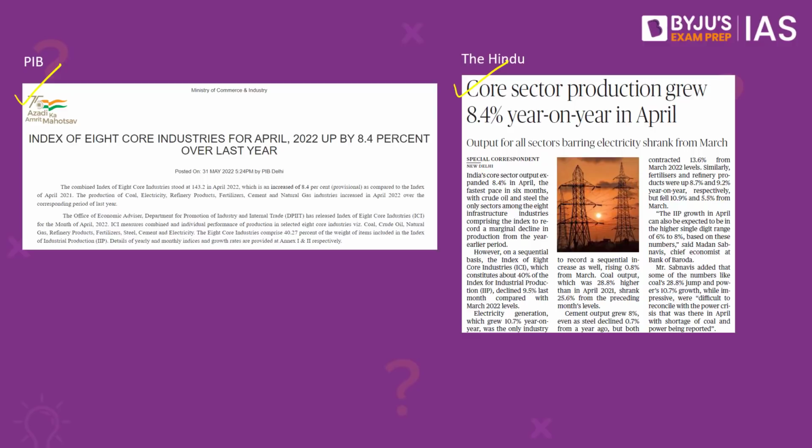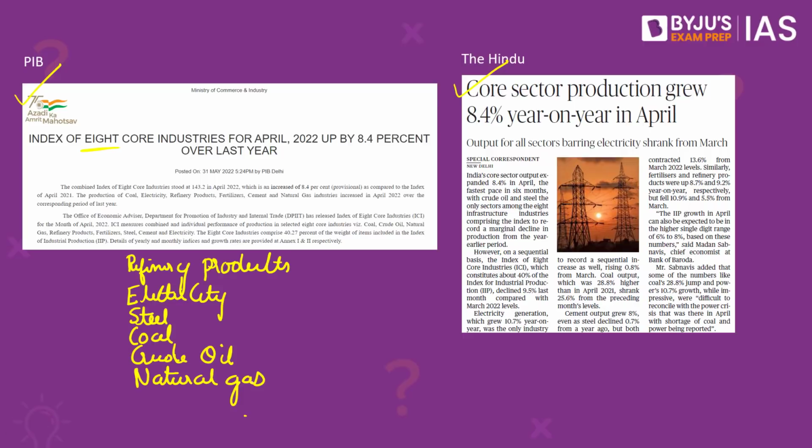The core industries have a major impact on the general economic activity and industrial activity of India. There are 8 core industries, and let us understand what these industries are. They include the following: refinery products, electricity, steel, coal, crude oil, natural gas, cement, and fertilizer. Please note the 8 core industries have been listed here in the decreasing order of their weightage.